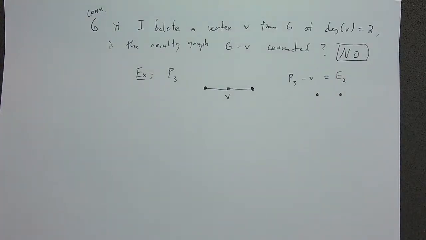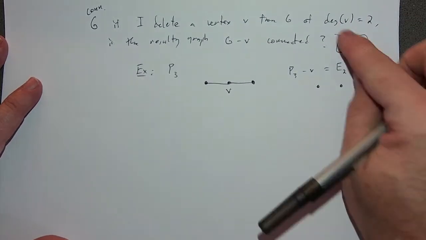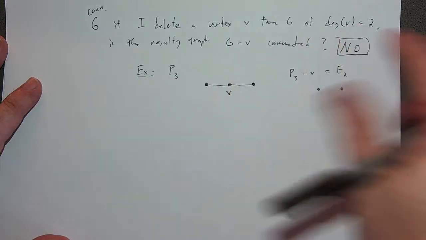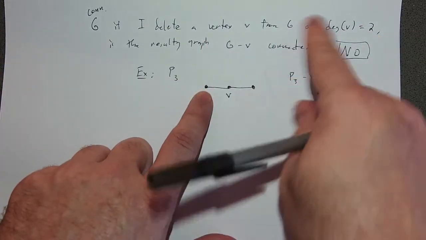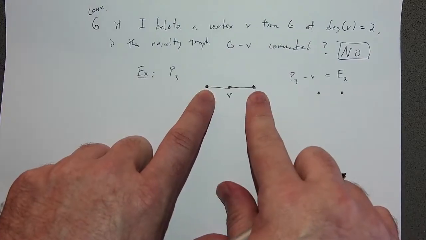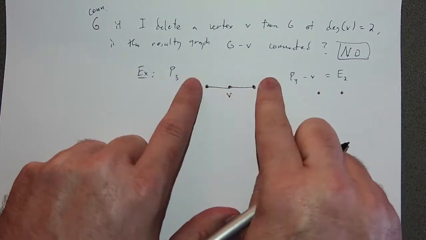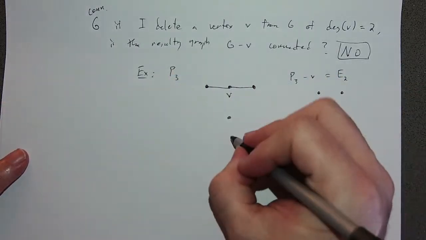Okay. What was the problem? The problem was I deleted a vertex that had degree 2, right? What if I delete a vertex that has degree 1? In fact, what happens to this graph if I delete every vertex that has degree 1? Well, there are 2 vertices of degree 1, these endpoints here. If I delete those, I'm left with K1, which is fine.